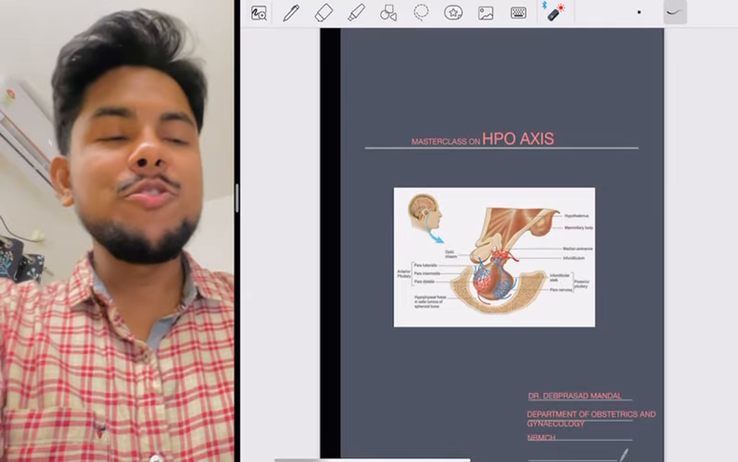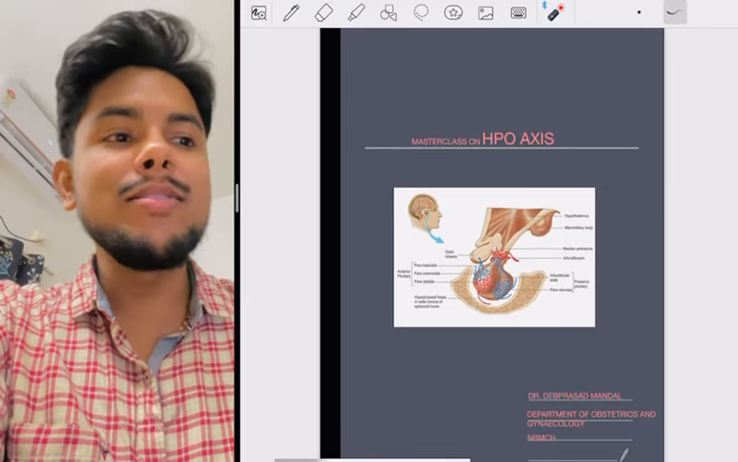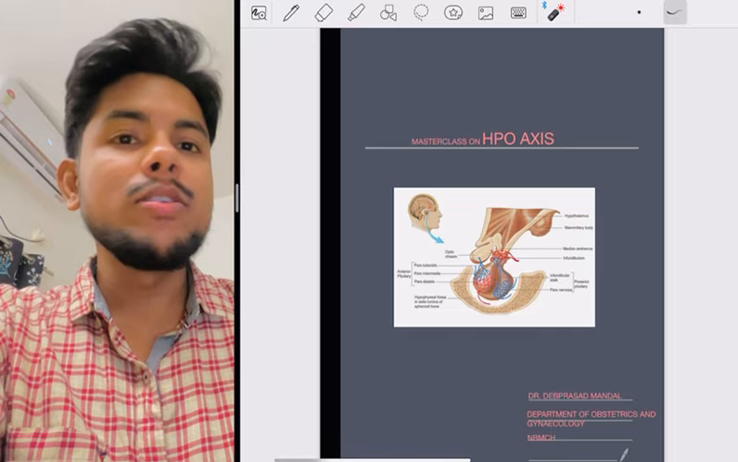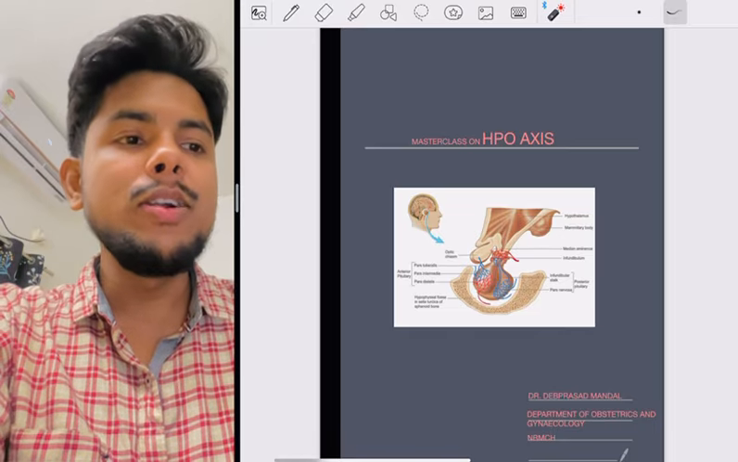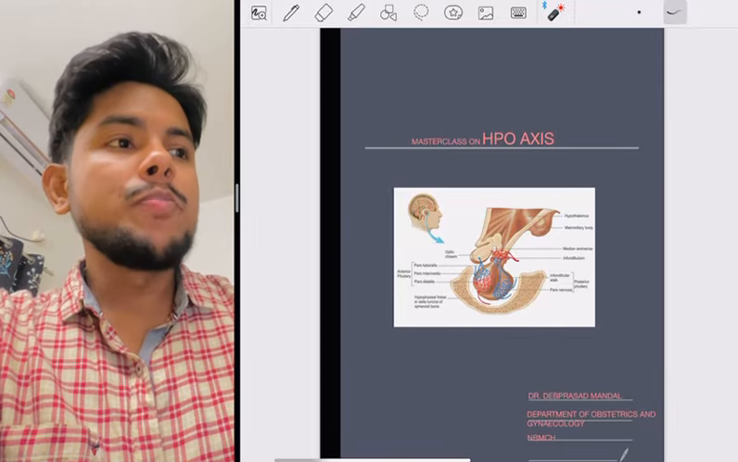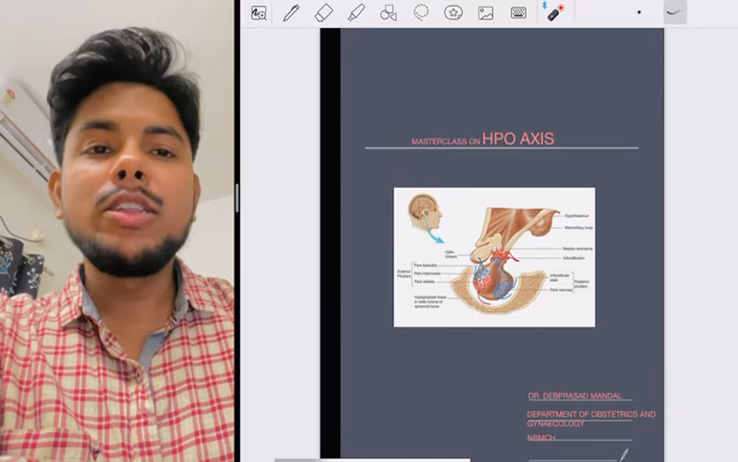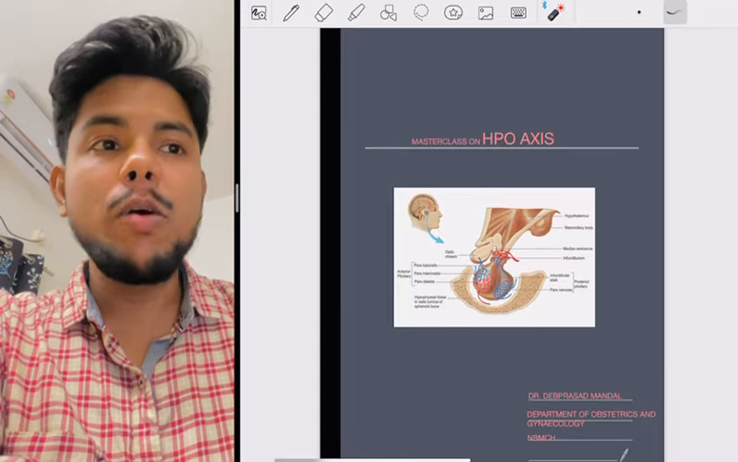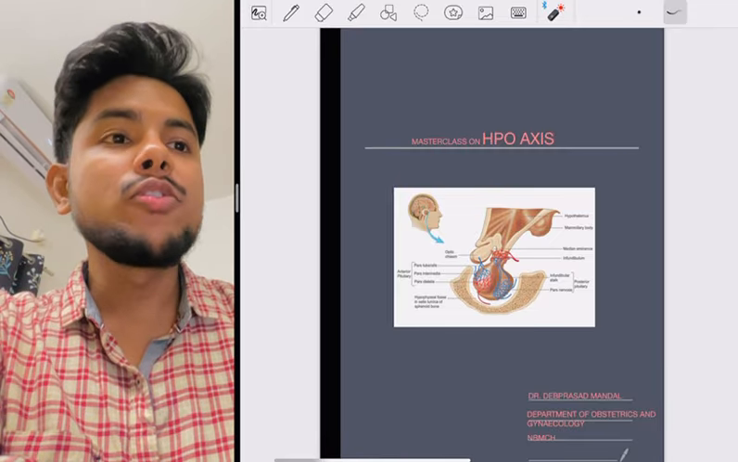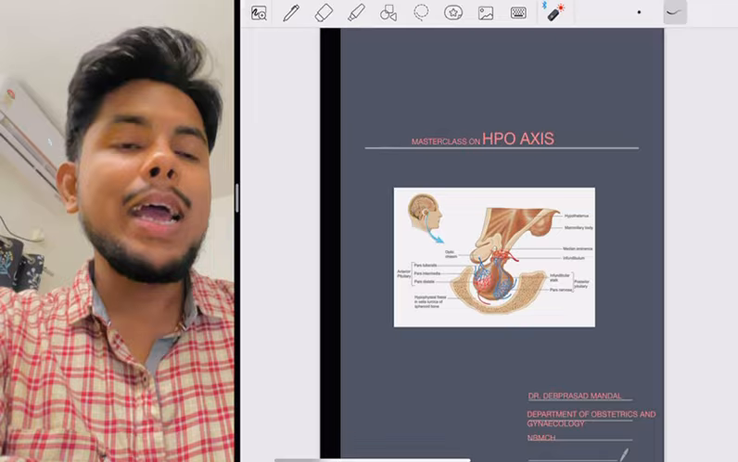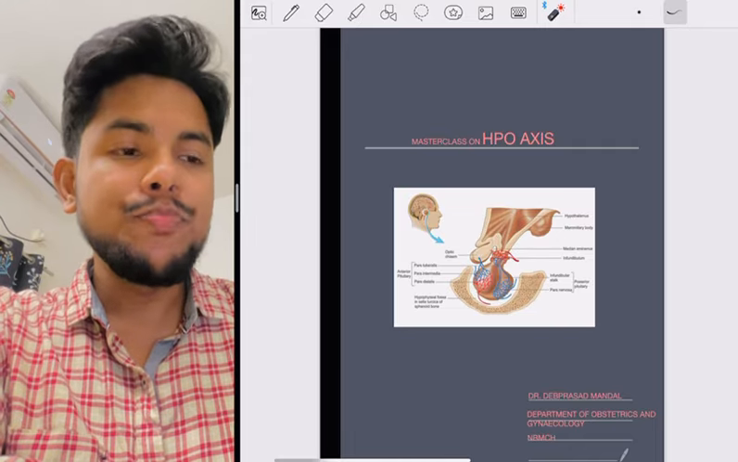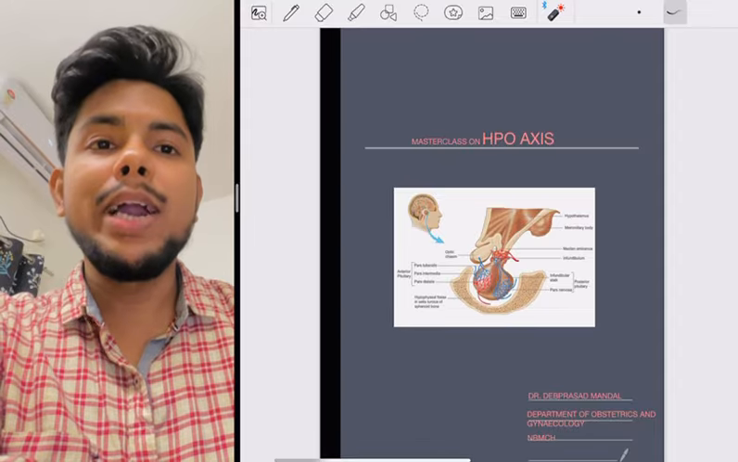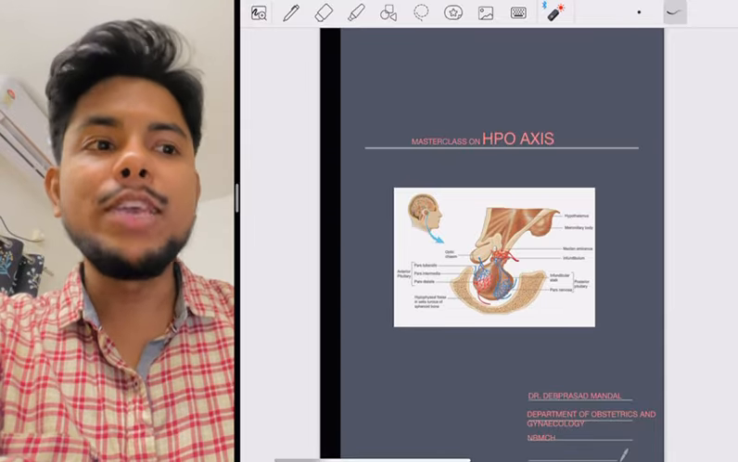Welcome everyone to this masterclass on HPO axis. This is going to be a super important session as far as the neuroendocrinology is concerned. For the purpose of convenience, I have divided this entire session into two parts. In part one, we are going to discuss the anatomy and physiology of hypothalamus and the pituitary gland. In the second part, we are going to discuss the HPO axis proper and its regulation.